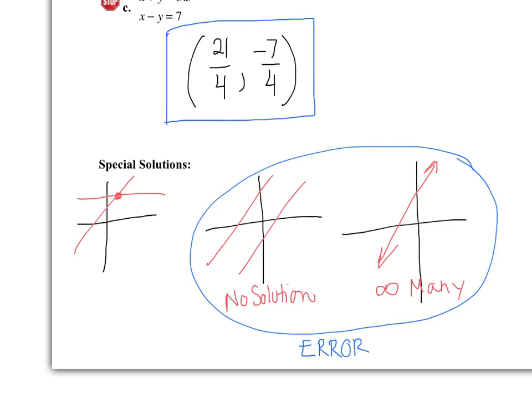You are going to have to then go and by hand solve that system, either using substitution or linear combination, aka elimination. So just to make sure we're clear, if you do get an error message using inverses to solve a system, that does mean it's either a no solution or an infinitely many, and you're going to have to refer back to substitution or linear combination to tell which one it is.